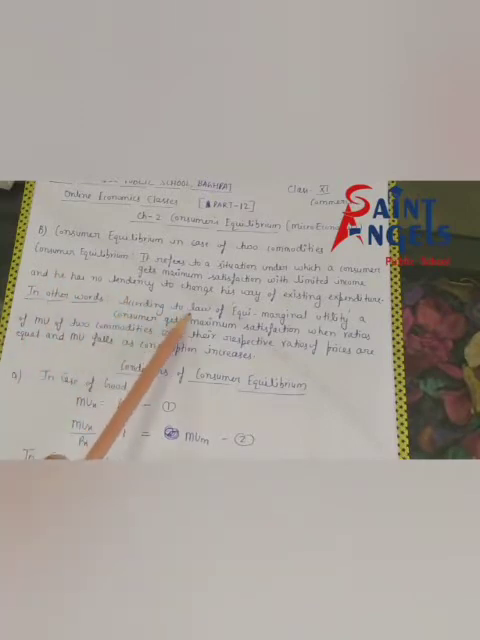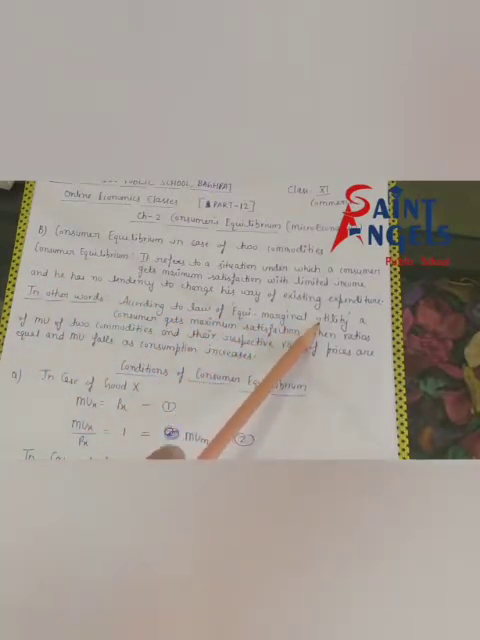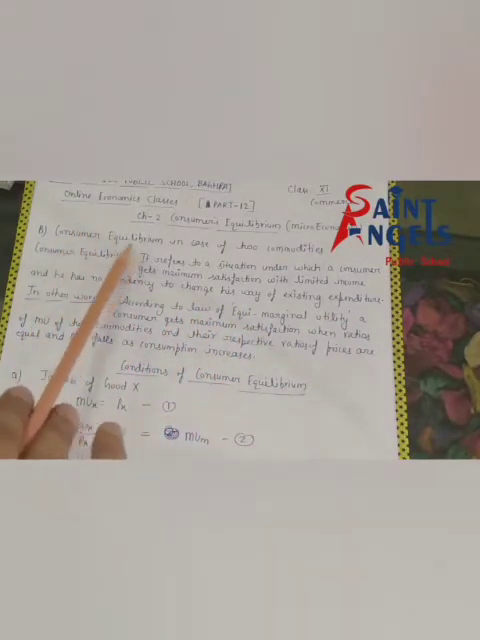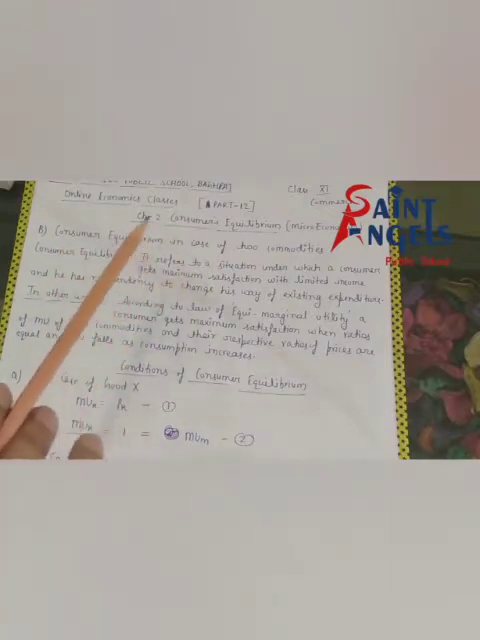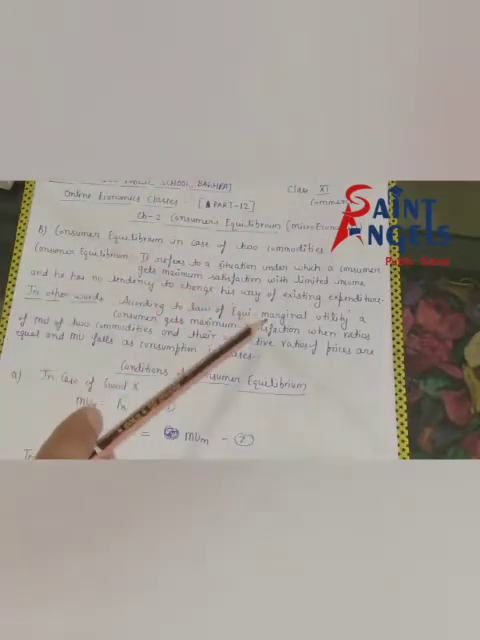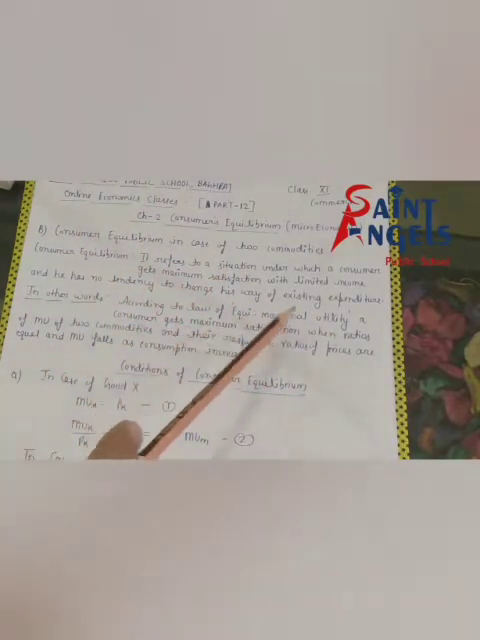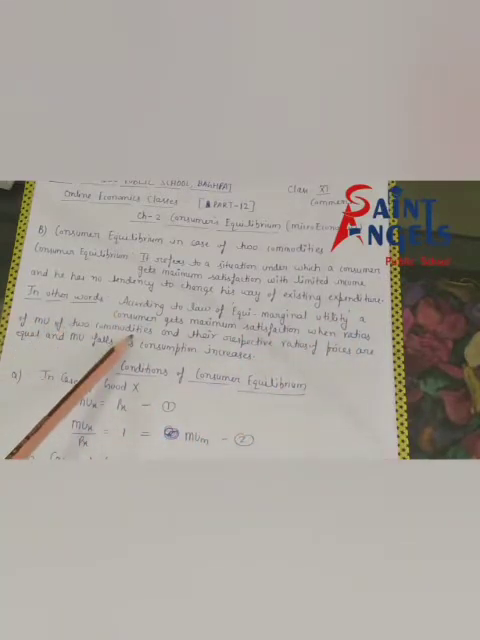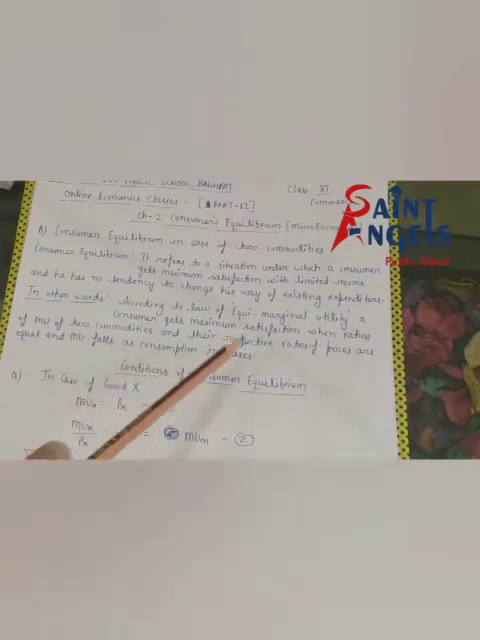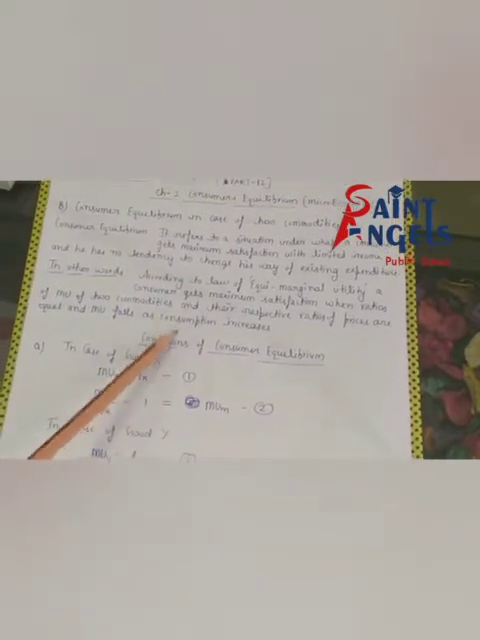According to the law of equimarginal utility, a consumer gets maximum satisfaction. In short, consumer equilibrium talks about the maximum satisfaction of the consumer. A consumer gets maximum satisfaction when the ratios of MU of two commodities and their respective ratios of prices are equal, and MU falls as consumption increases. Now we are going to understand this definition with the help of numerical portion.